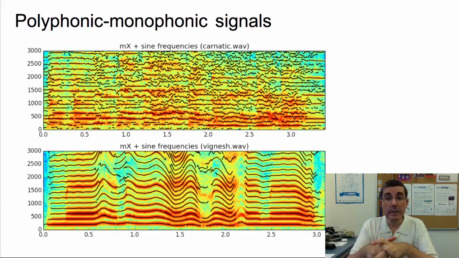In order to use the harmonic model, we need to identify the sound sources that are harmonic. In the case of a polyphonic signal, there are several sound sources. For example, there might be several instruments playing at the same time, and some might be harmonic, some maybe not. So for example, this top plot is a fragment of a Carnatic music concert, in which we hear a voice and some accompanying instrument.